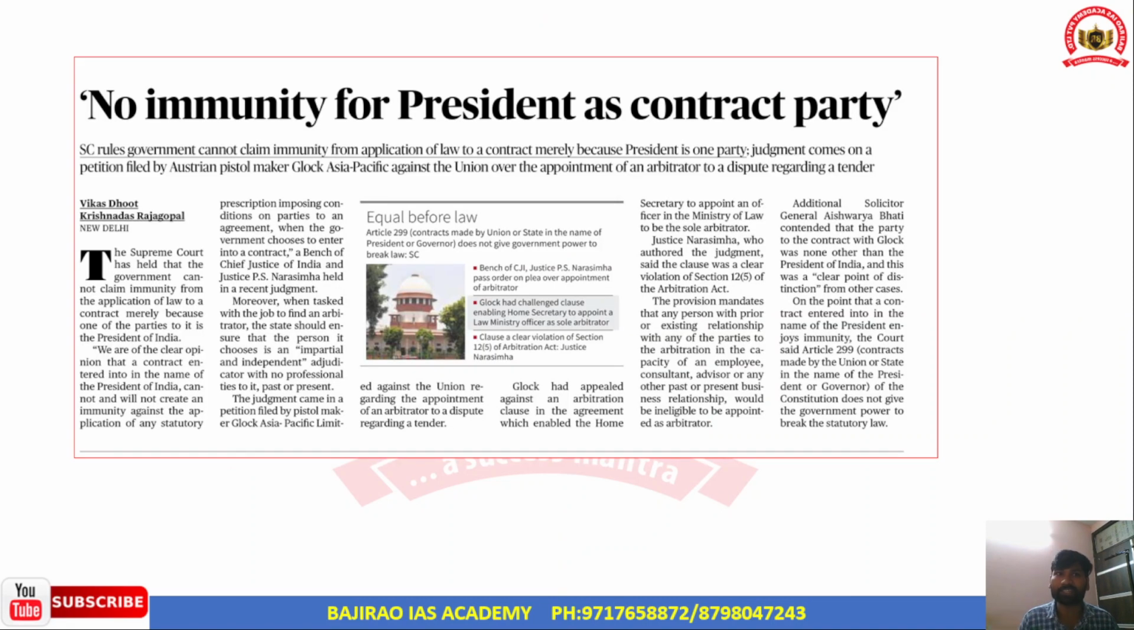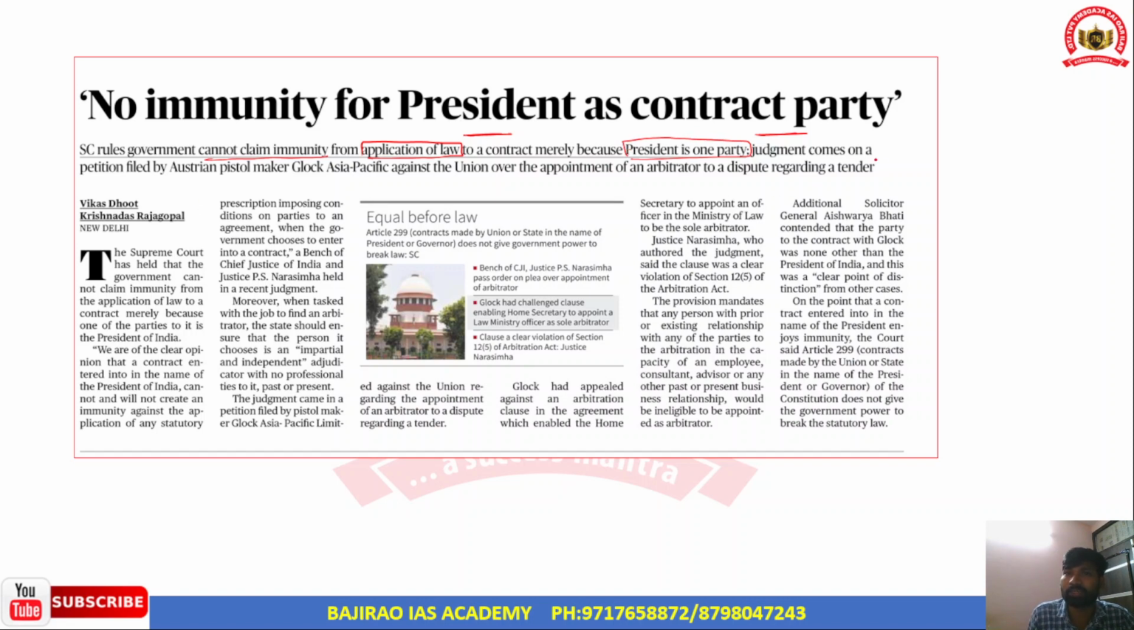The next article is with respect to contracts where the President is a party. In the case of the whole of India, the President is a party to a contract; with respect to a state, the Governor is a party to the contract. There was a judgment by the Supreme Court that there is no immunity for the President as a contract party. The Supreme Court ruled that the government cannot claim immunity from the application of law to a contract merely because the President is one party.